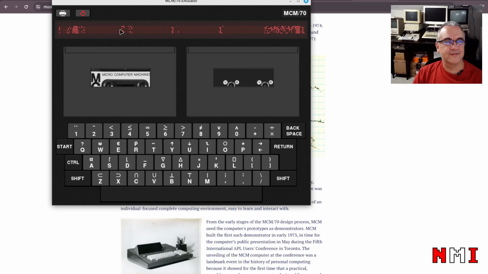Okay, let's see if this is the right command and the right thing. It's still thinking. The tape is spinning. Garbage.